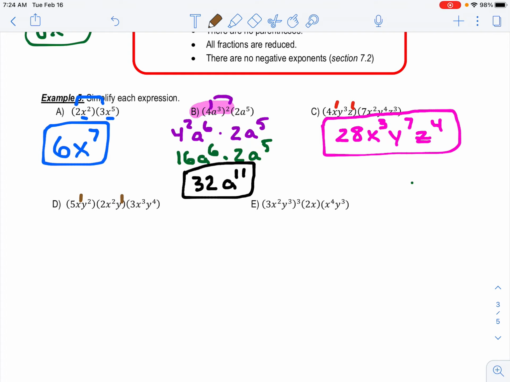I have 5 times 2 times 3, so 5 times 2 is 10. 10 times 3 is 30 when I multiply the 3 numbers in front. I'm going to copy the x. I have x^1 plus x^2 is x^3 plus 3 more x's gives me x^6 when I add those powers. I have y^2 plus y^1 is y^3 plus 4 more gives me y to the 7. So I'm at 30x to the 6th, y to the 7th.